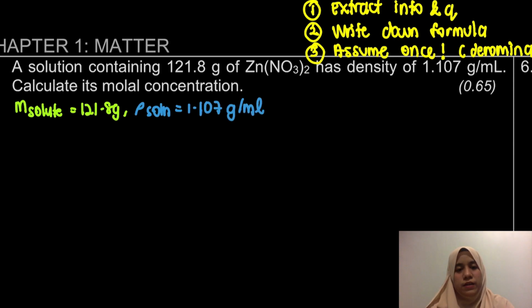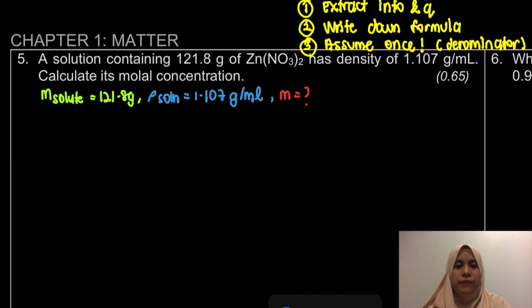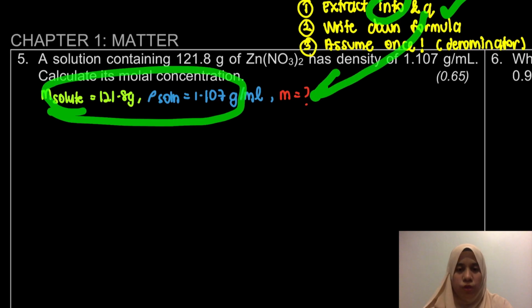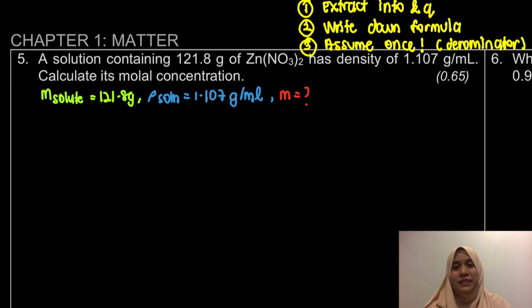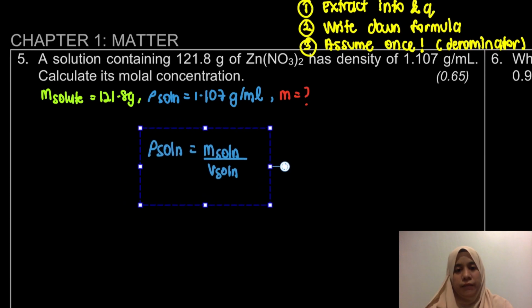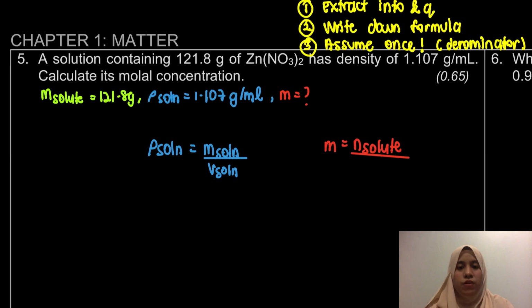Okay, and then they ask us about the molar concentration. Molar and molality is the same thing. Okay, so let's write down the formula. For mass, there is no formula we need to memorize. So let's look straight at the density. The density is actually mass of solution divided by volume of solution. Okay, and then molality is number of mole of solute divided by mass of solvent, which must be in kilogram.